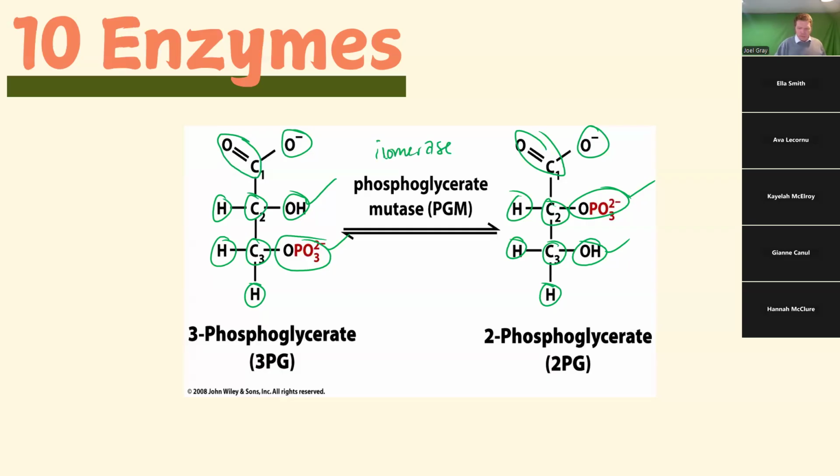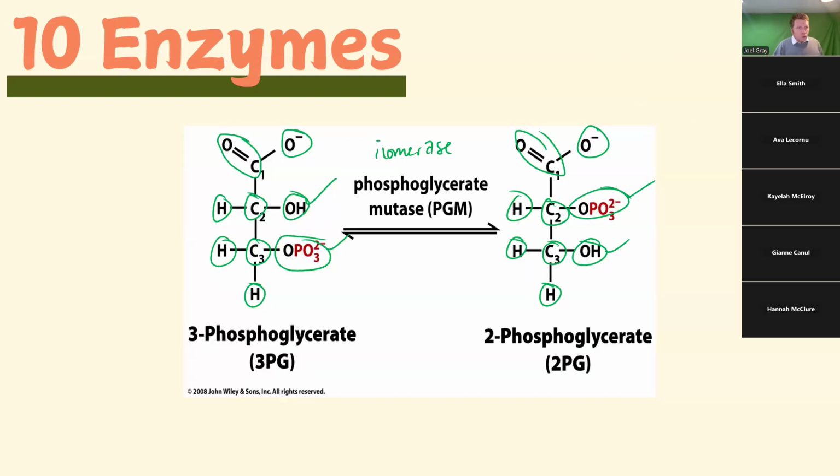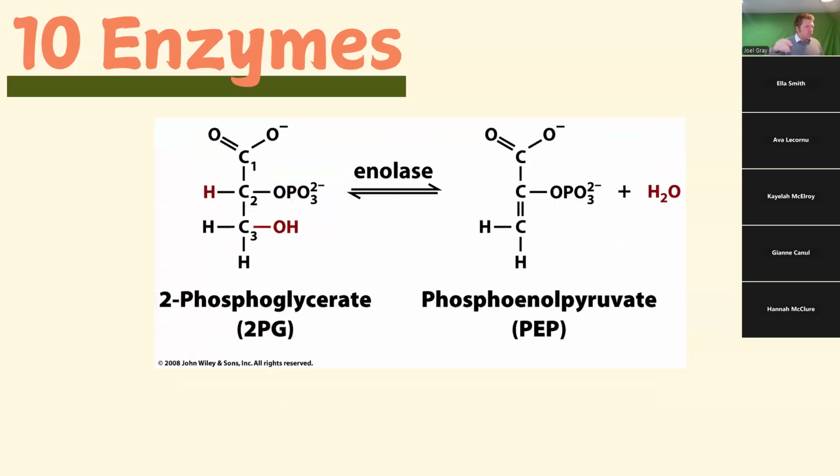So basically what we did was we used an oxidoreductase to make NADH. Makes sense. Then we used the transferase to make ATP. Then we rearranged the atoms. Then what we did was we've got this 2-phosphoglycerate.